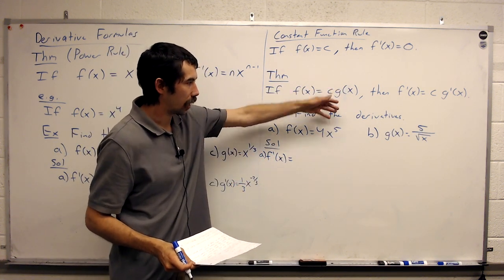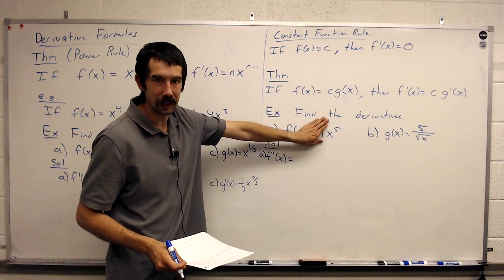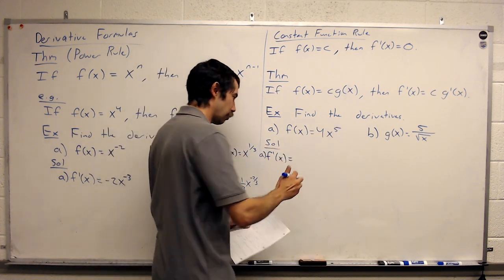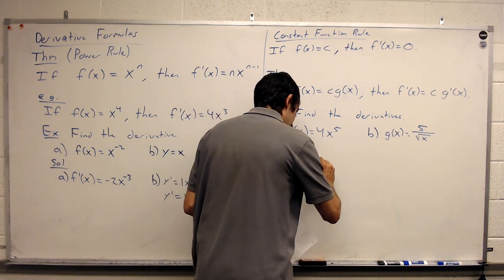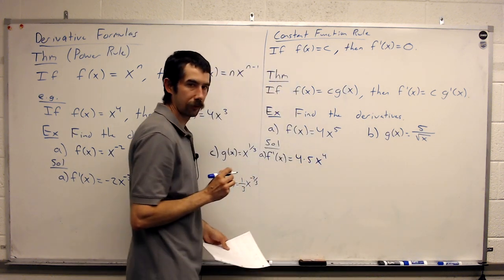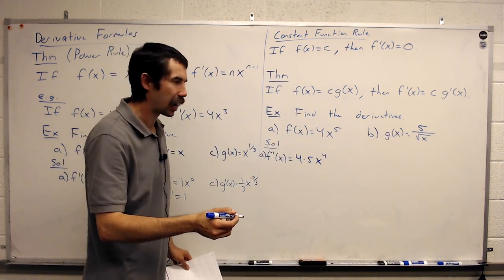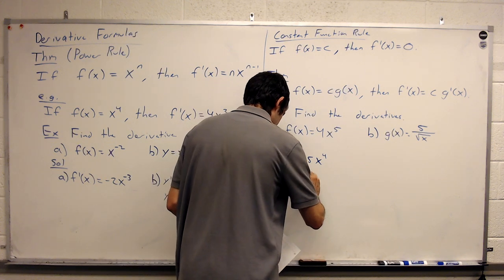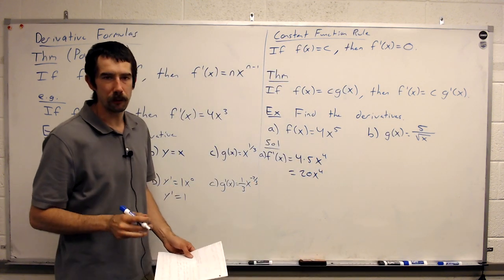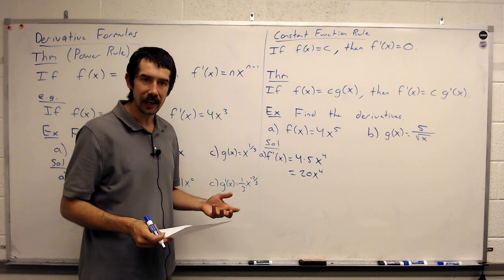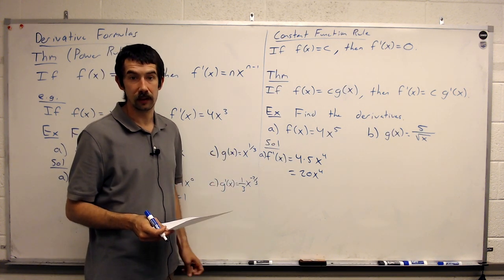So what does our rule say? Our rule says ignore the 4. We'll just deal with it at the end. So we bring the power in front. So it's 4 times, bring the power in front, 5, x to the fourth. 4 times 5 is 20. All right, so the derivative of 4x to the fifth is 20x to the fourth.